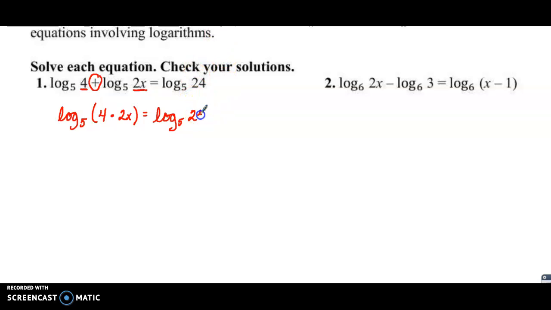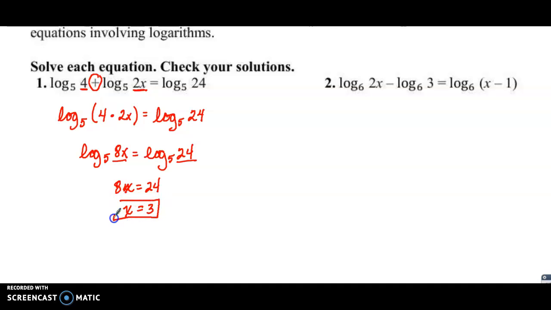Almost wrote 25. 24. So now I have a log equal to a log. If I multiply these together, that gives me log base 5 of 8x equals log base 5 of 24. Now it's just like we did the other day. 8x must be equal to 24. So when I divide, x would be 3.